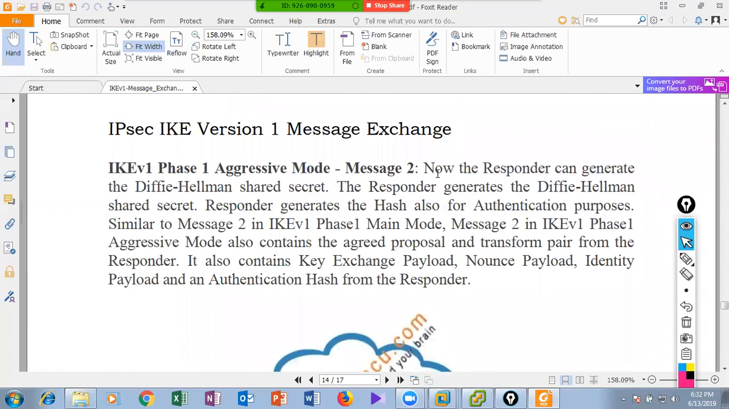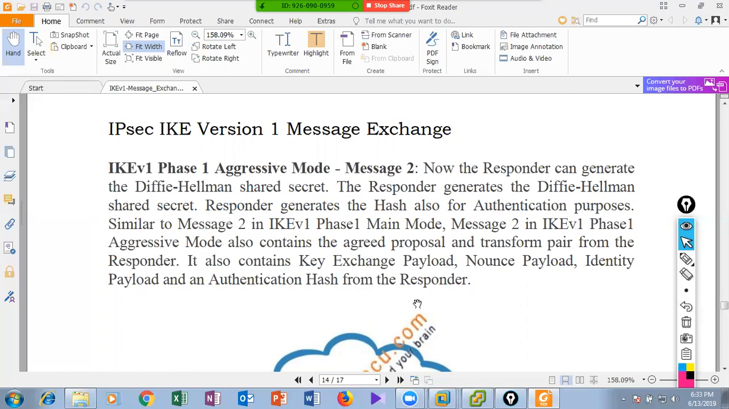Now, in message 2, the responder can generate the Diffie-Hellman shared secret. The responder generates the Diffie-Hellman shared secret, and also generates the hash for authentication purposes, similar to message 2 in IKEv1 main mode. Message 2 in IKEv1 phase 1 aggressive mode also contains the agreed proposal and transform pair from the responder. It also contains the key exchange payload, nonce payload, identity payload, and authentication hash from the responder.